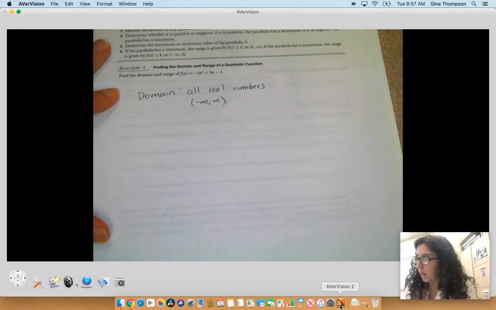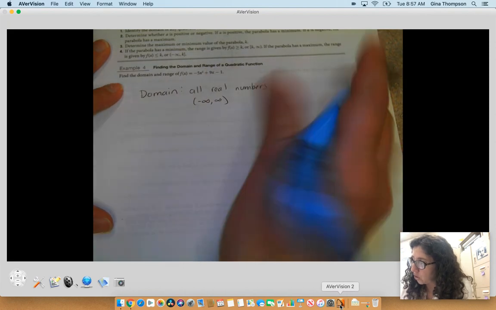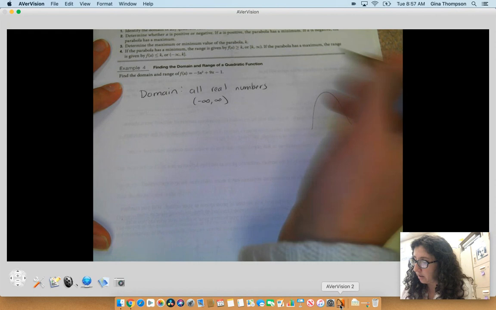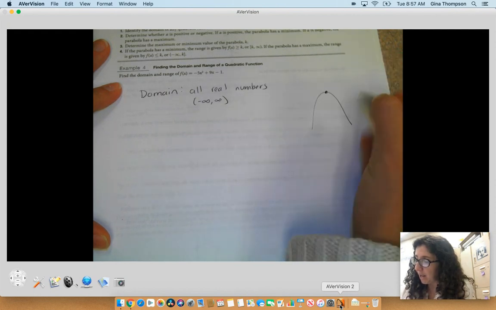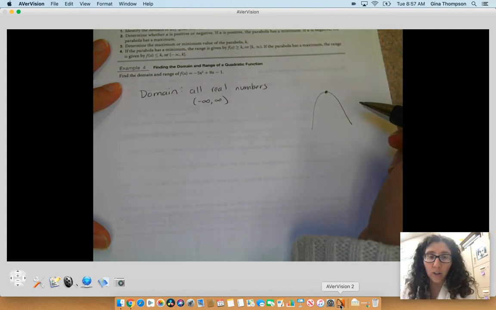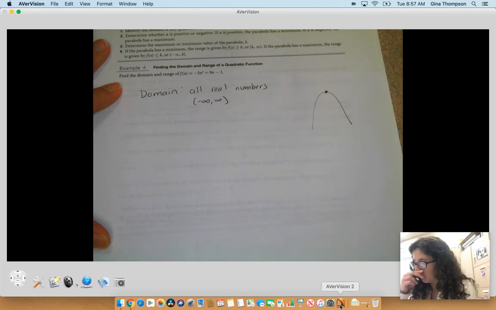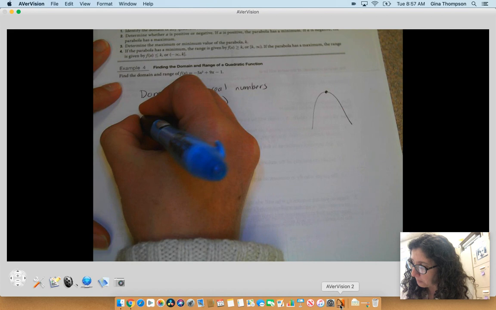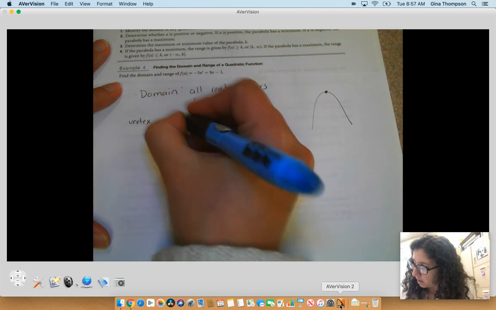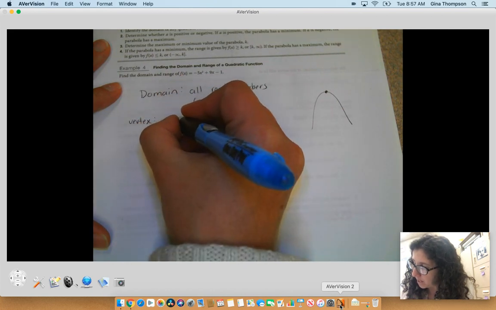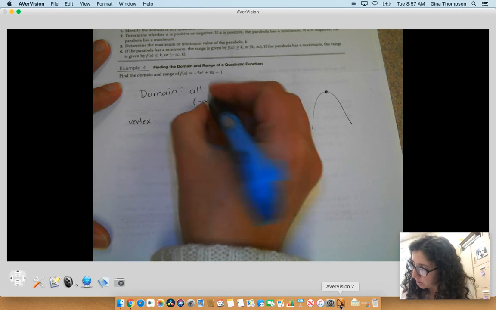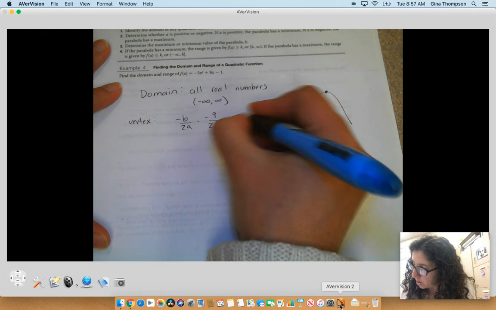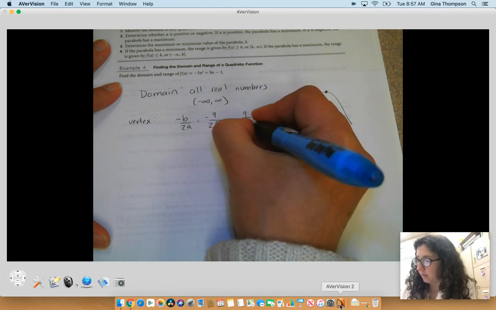All right, but how about the range? Well, let's just think, this is going to open down. It's going to look like that, right? So the range is going to be from negative infinity to whatever the y value of that vertex is. All right, so let's find the vertex. The x value is going to be at minus b over 2a. So minus 9 over 2 times negative 5. So it's going to be at 9/10.